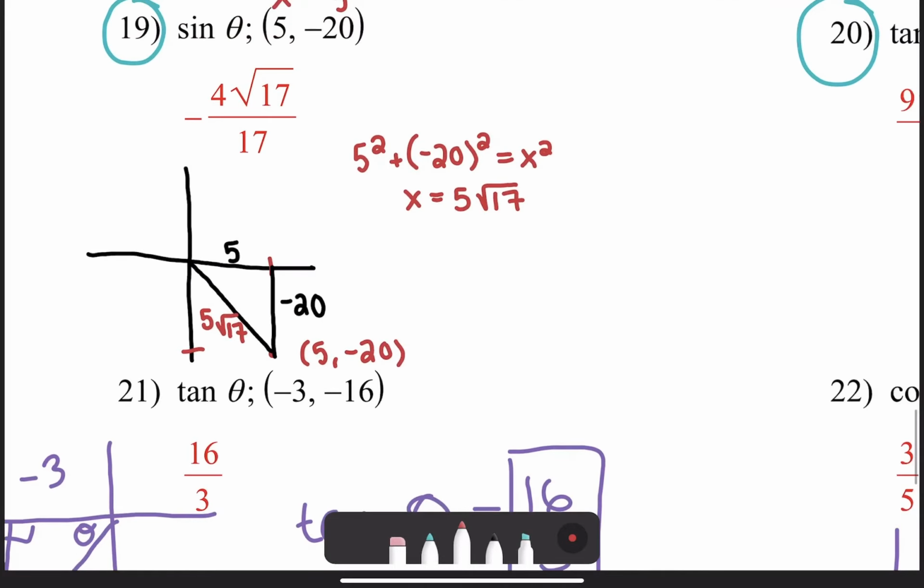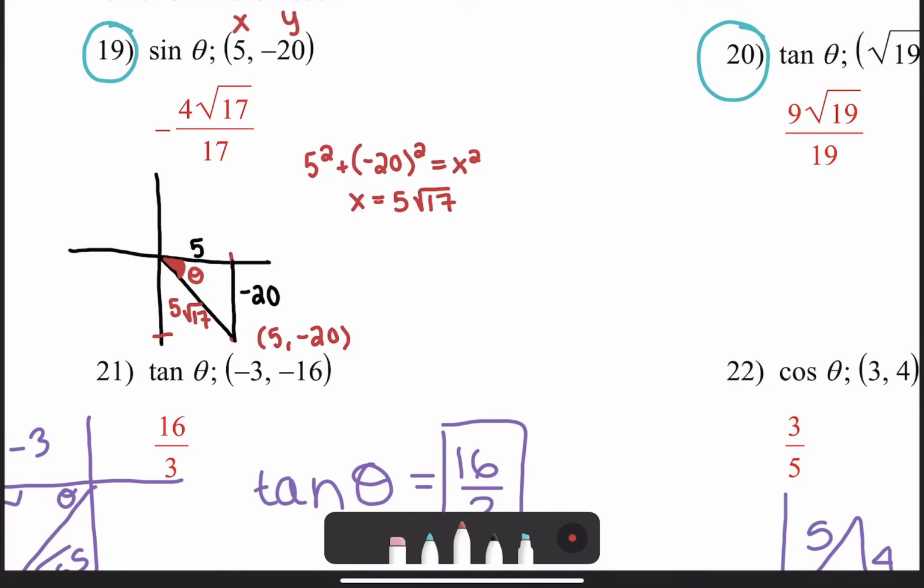And now we're ready here. And remember, theta is always up in the corner towards the origin. So what you're going to do to figure out sine of theta is you're going to say sine of theta is opposite, so negative 20, over hypotenuse. And now simplify. So this 20 and 5 can simplify to 4 over 1. So this becomes negative 4 over square root of 17.